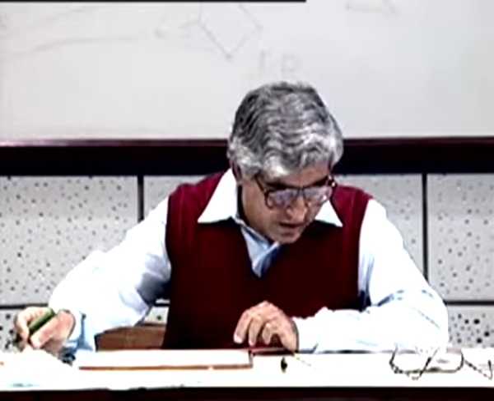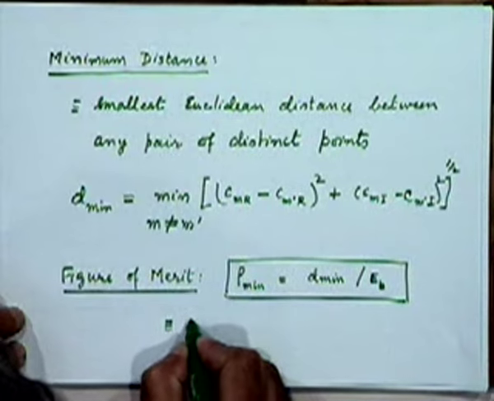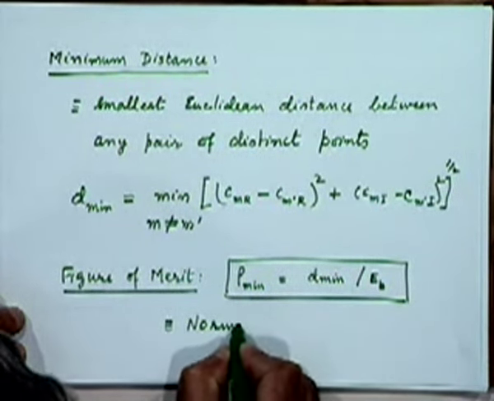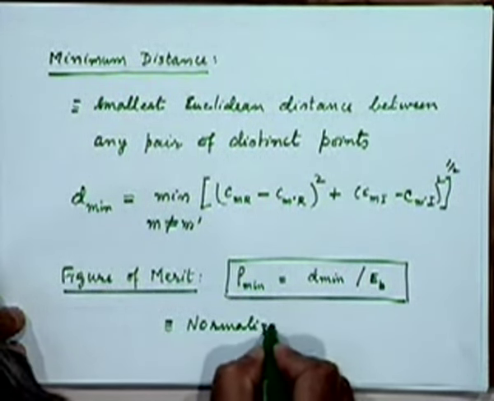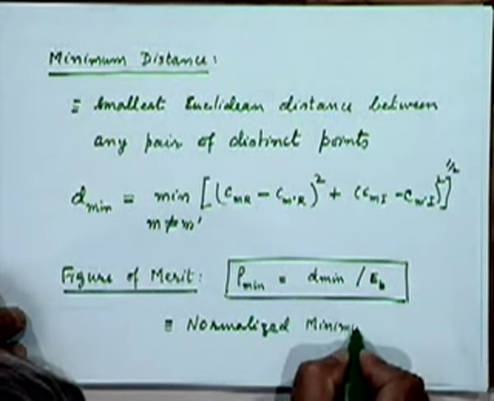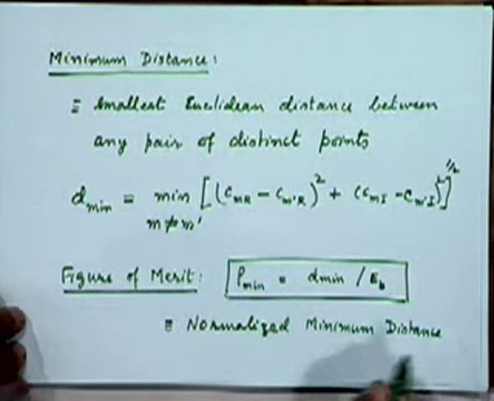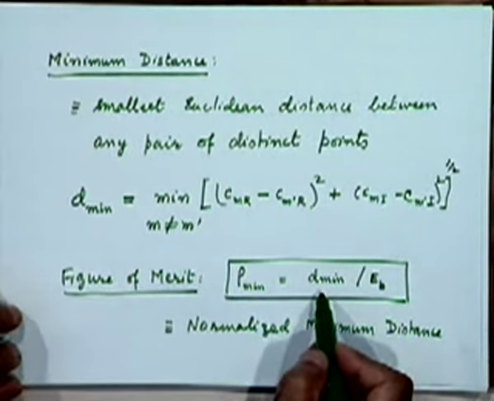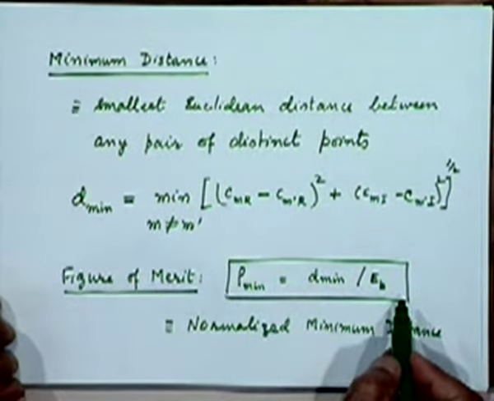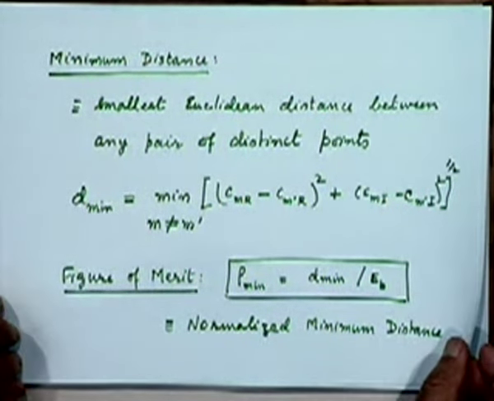Just to give you an idea, we'll call this rho sub min, the normalized minimum distance. Since basically it is the minimum distance which has been normalized by the average bit energy, we will call it the normalized minimum distance.